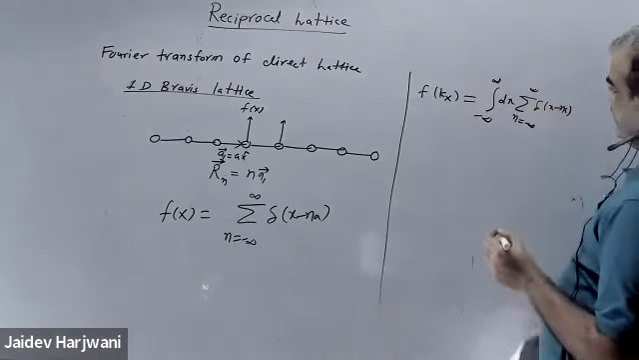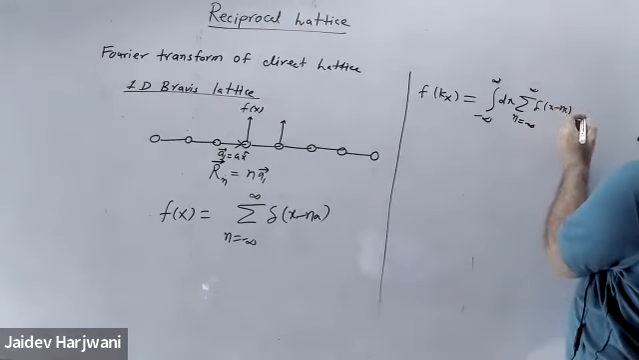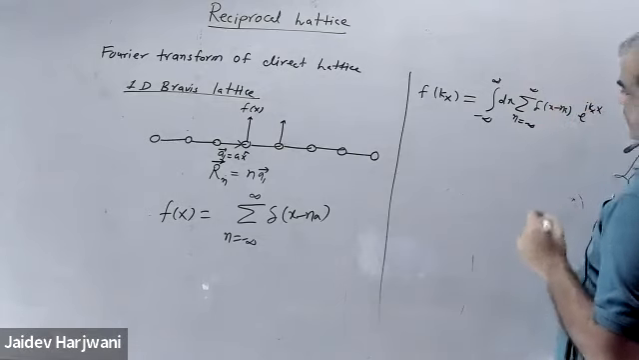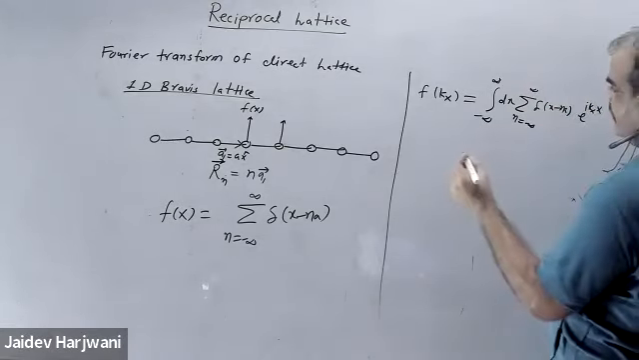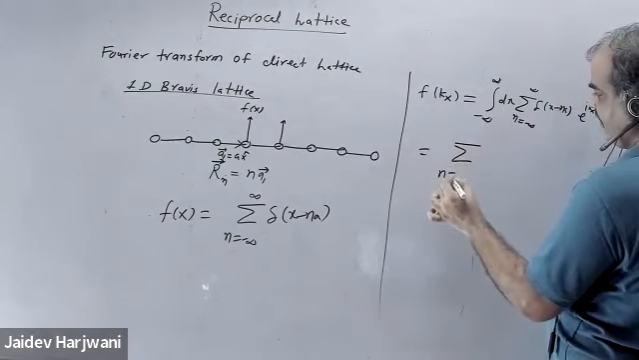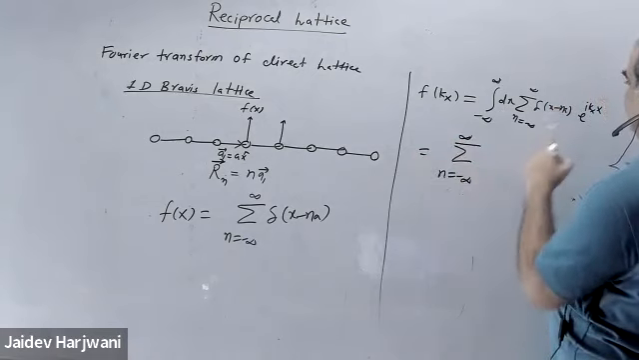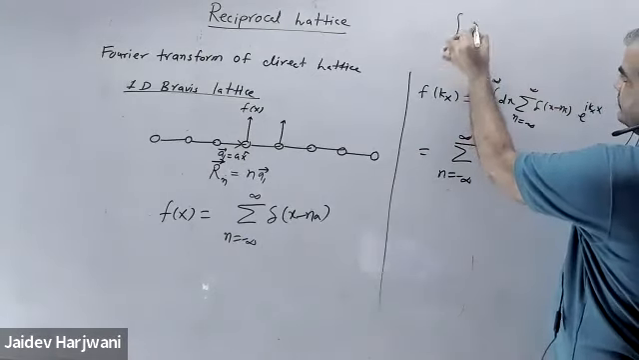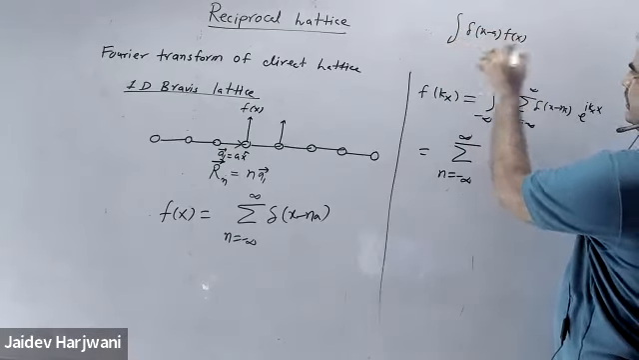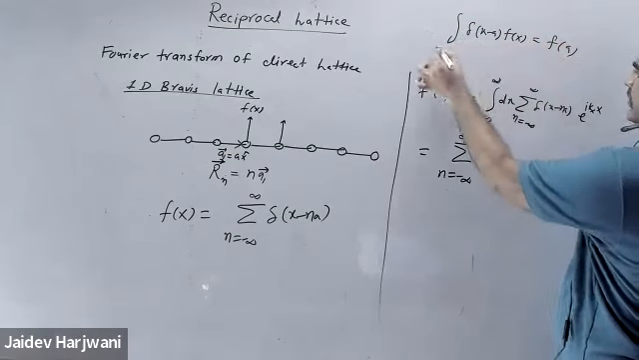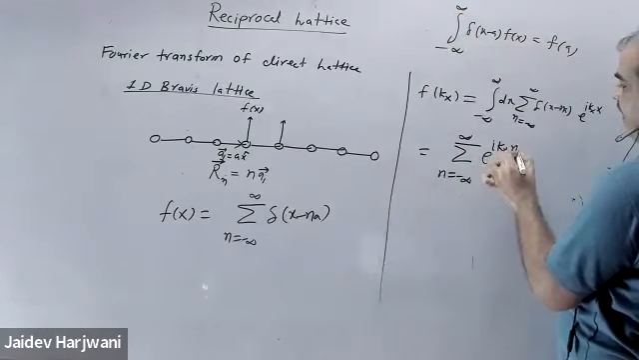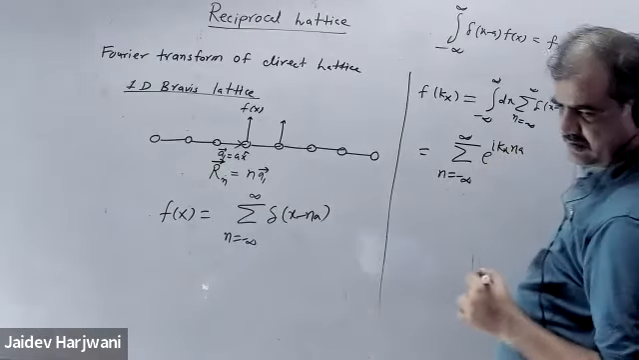If I multiply by e to the power iota kx and solve this, it will give me the summation over n from minus infinity to infinity. The property of the delta function is that delta x minus a times f of x will be equal to f of a. So here, on solving, e to the power iota kx na will come.